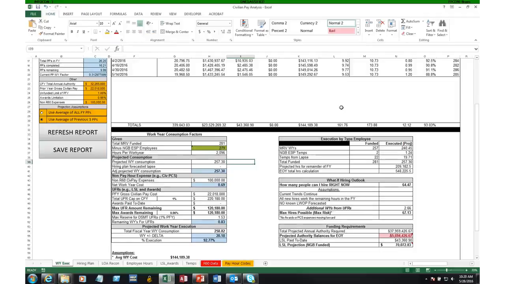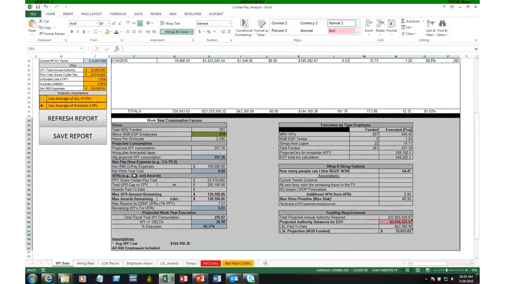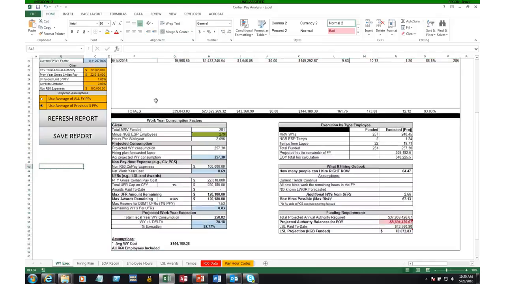Okay, this is the final video in the CivPay tool series, and we're going to be focusing on this bottom area here, what it means to you and how you want to look at it if you were to use this reporting tool. So we've got some information plugged in here. We're using the prior 3 pay periods, as we explained earlier, for our extrapolation.